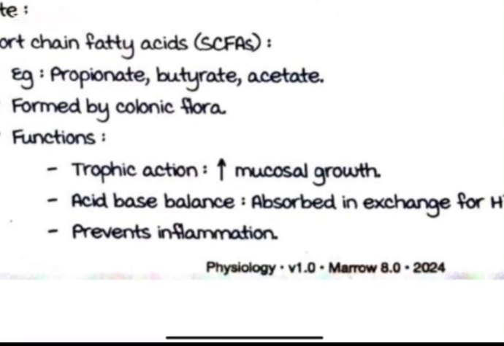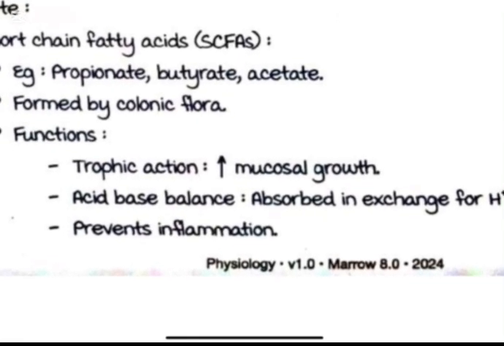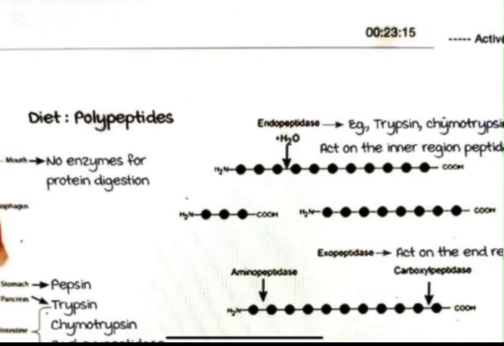Note short chain fatty acids, for example propionate, butyrate, and acetate, formed by colonic flora. Functions: trophic action, increased mucosal growth, acid base balance, absorbed in exchange for ions like hydrogen ion, and prevents inflammation.